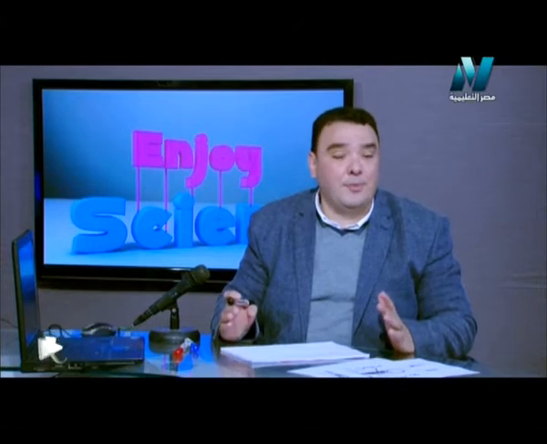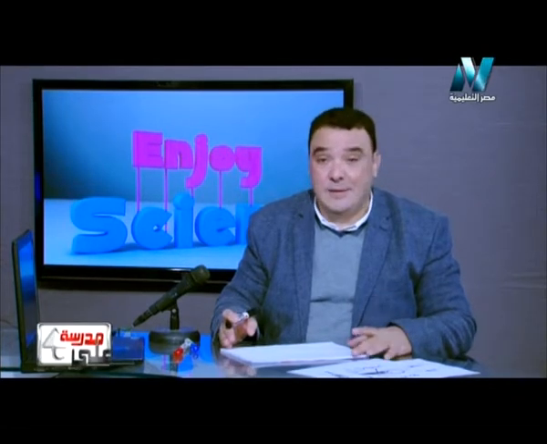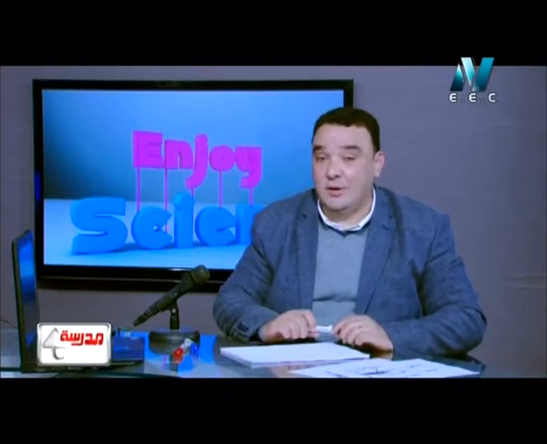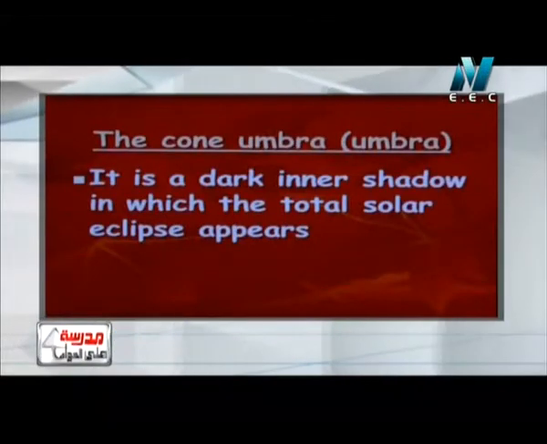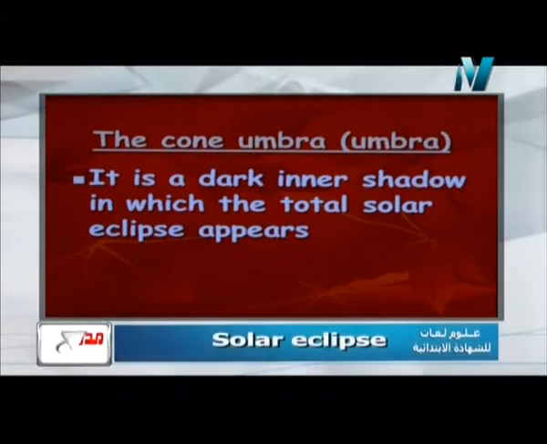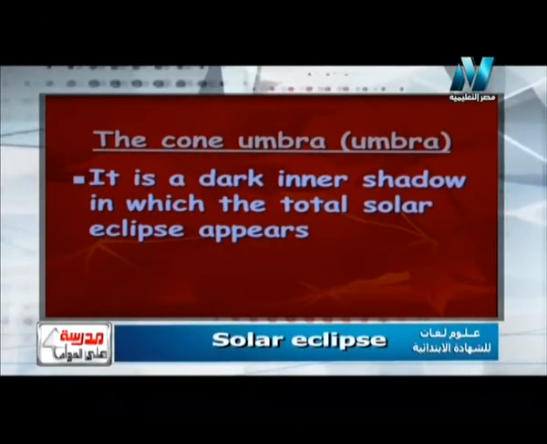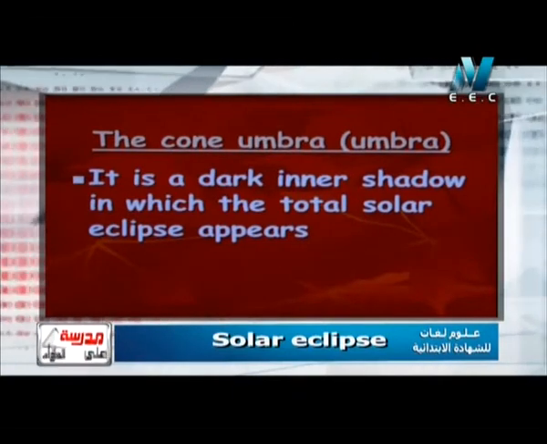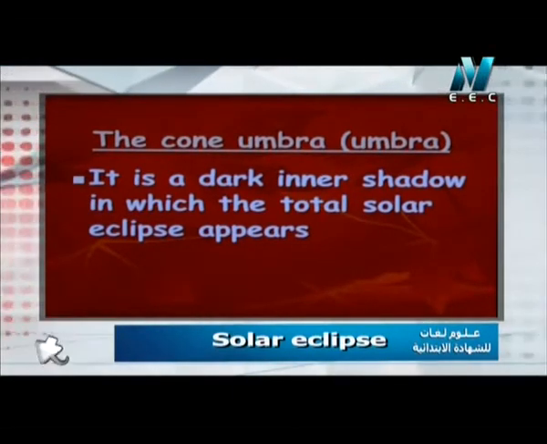It's a very dark area in which the total solar eclipse appears. So what's meant by penumbra? It's a faint outer shadow area, يعني هي منطقة مش مظلمة قوي, in which the partial solar eclipse appears. تاني يعني ايه cone umbra أو umbra؟ It's a dark inner shadow in which the total solar eclipse appears.